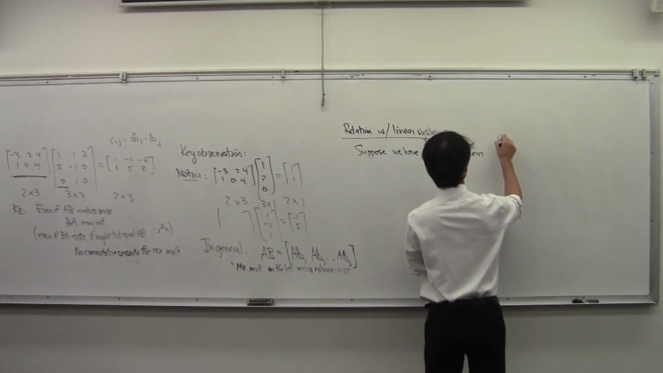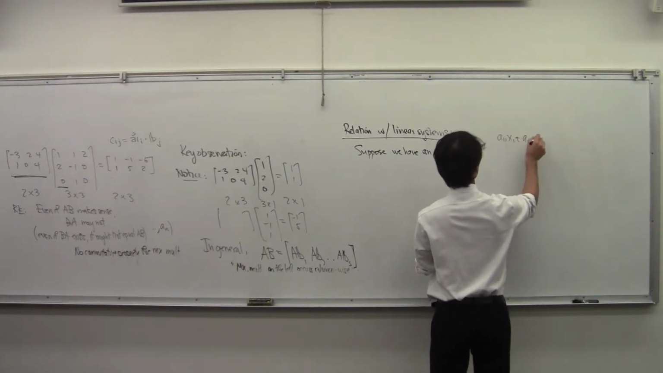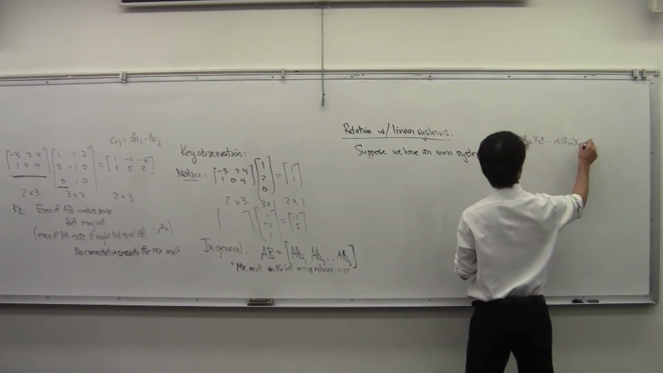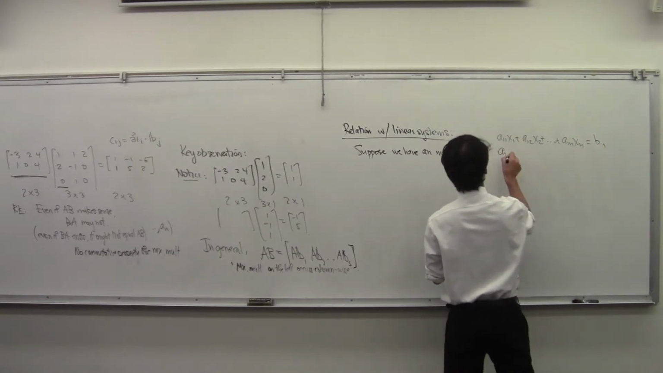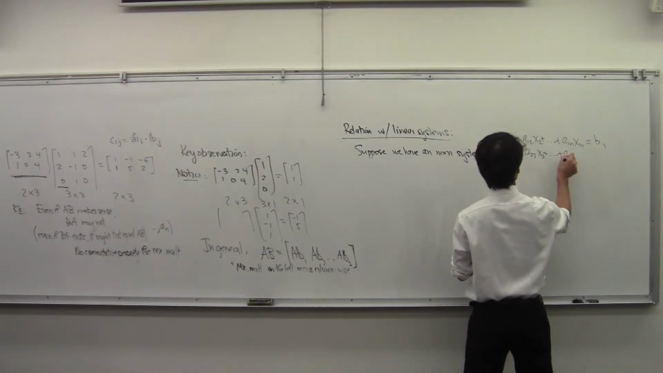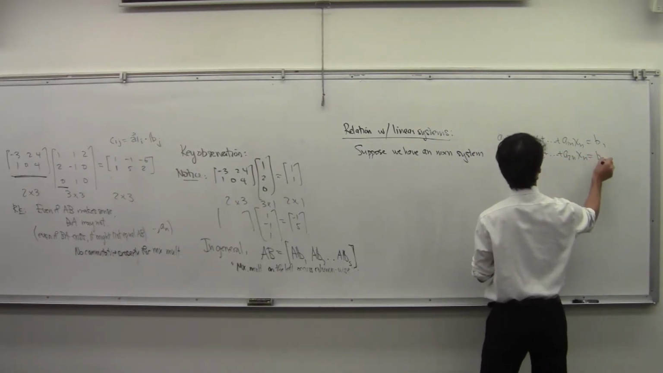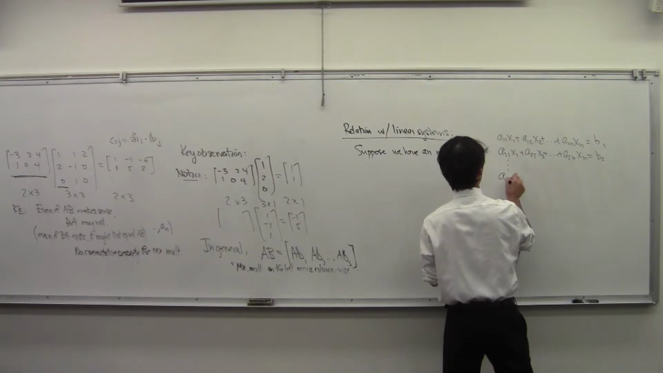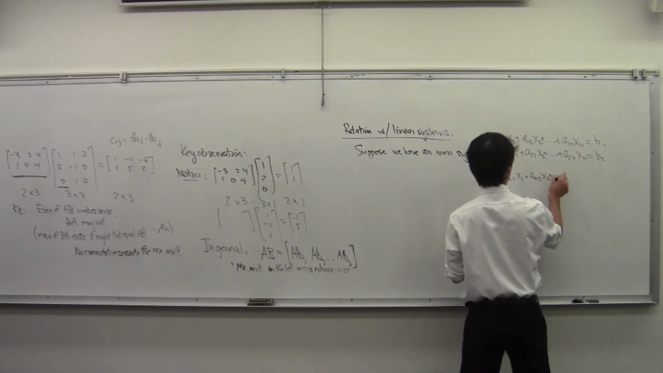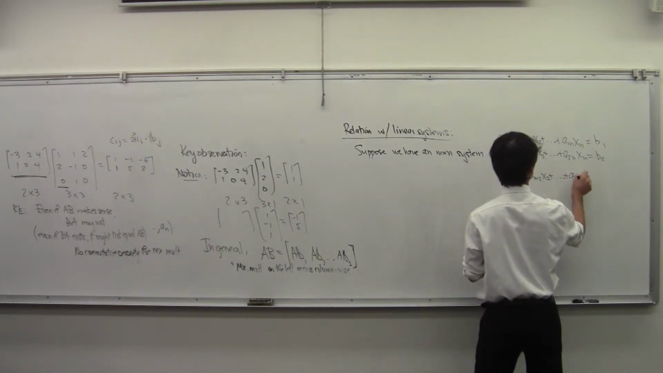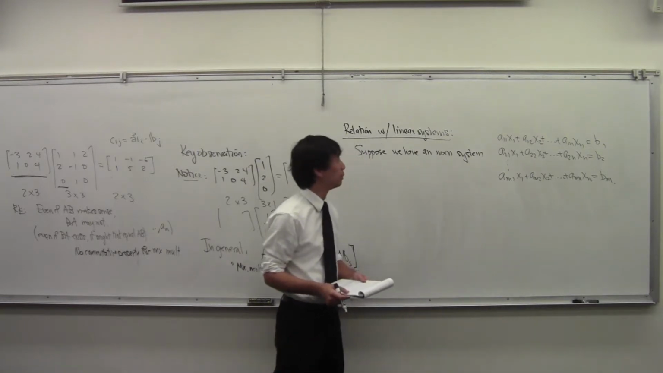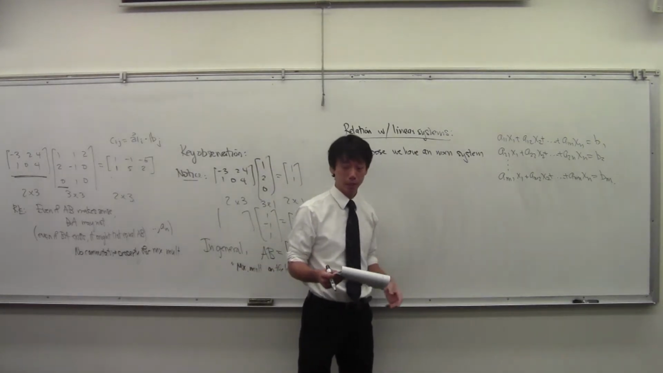The system looks like a11x1 plus a12x2 plus ... plus a1nxn equals b1, a21x1 plus a22x2 plus ... plus a2nxn equals b2, and so on, down to am1x1 plus am2x2 plus ... plus amnxn equals bm. Suppose you have this system that has m equations and n unknowns.